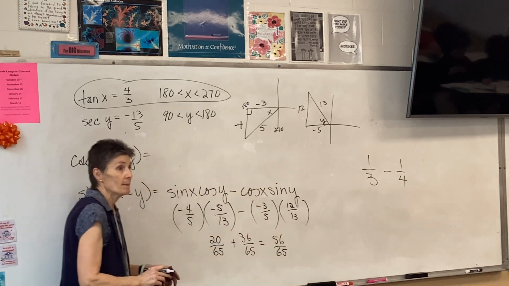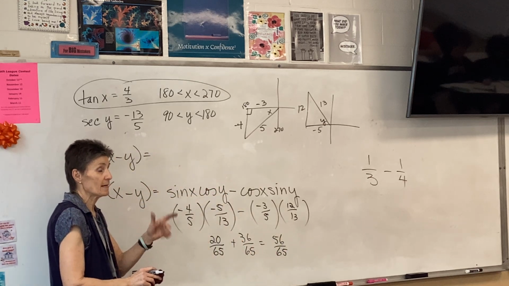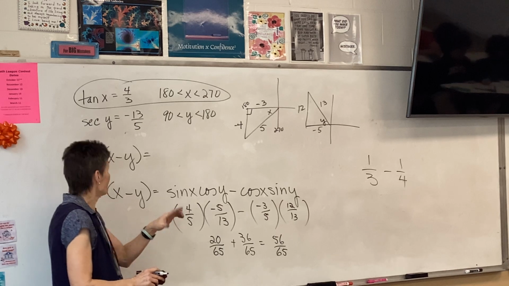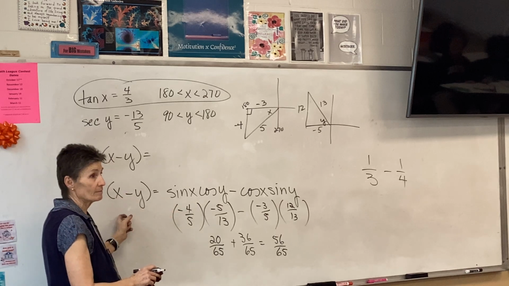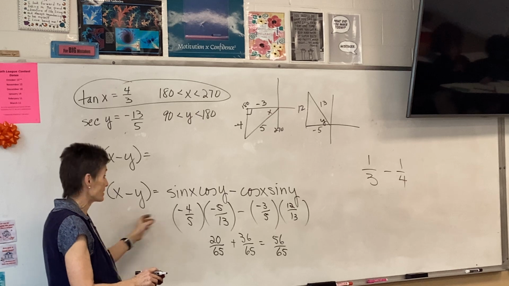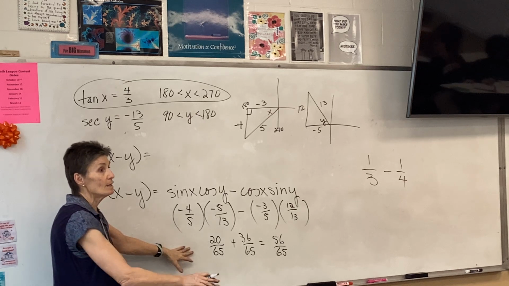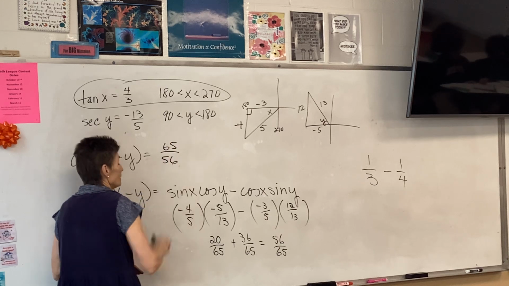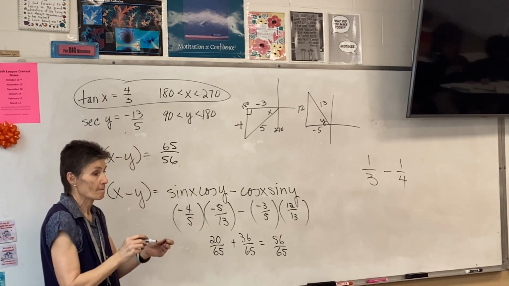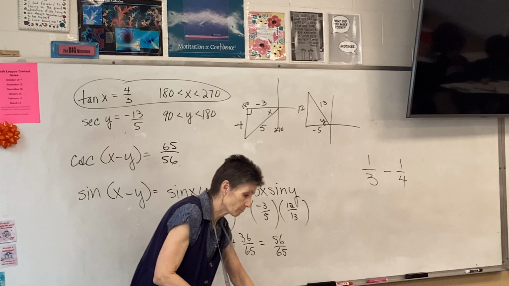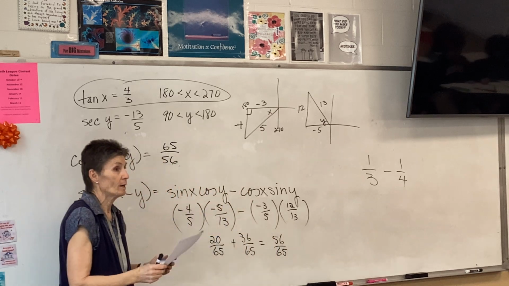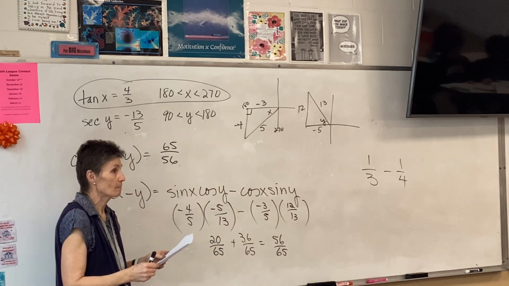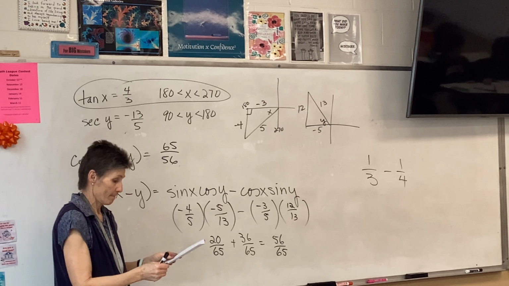Now remember, that doesn't reduce. But remember, that's the sine, because that's what we had a formula for. Well, we want the cosecant, so flip it. The answer would be 65/56. Wow. We did a great job. We did a good job today.